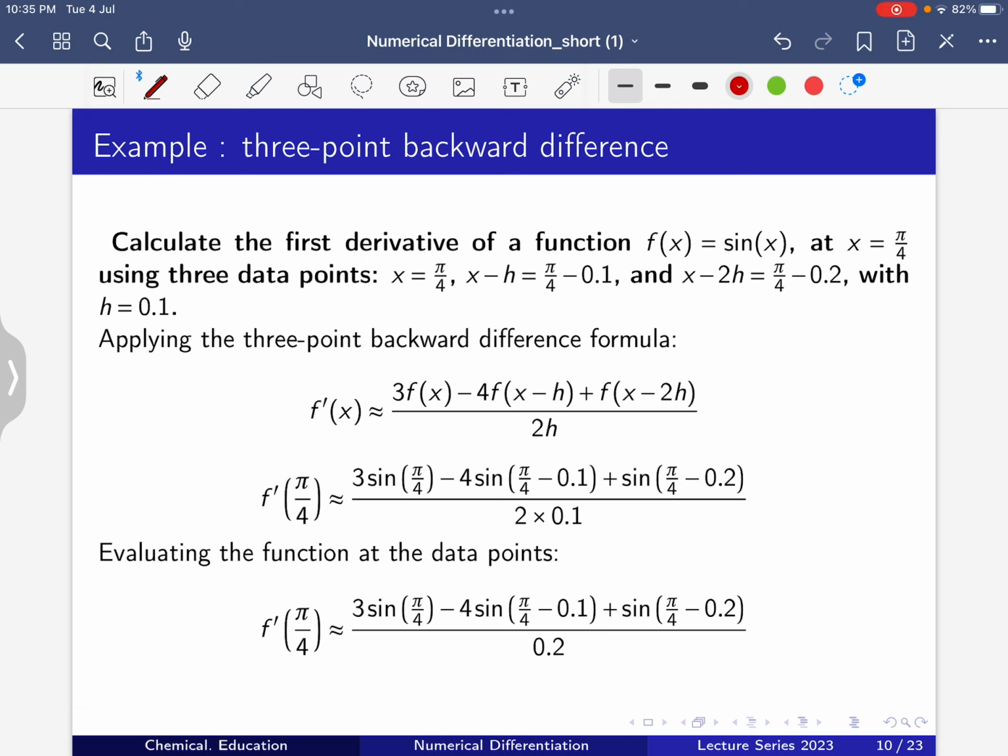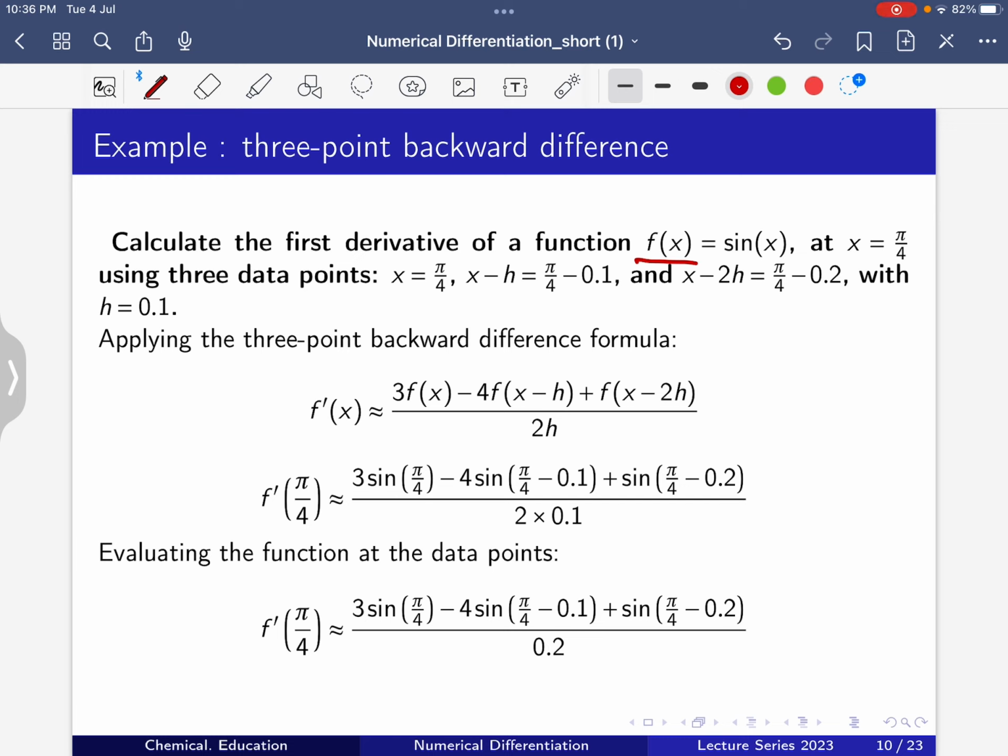Now I'm calculating numerical differentiation by using the 3-point backward difference. I'll use 3 methods and show you the difference between them, whether I'll get similar or different results. I'm taking one example: the function f(x) = sin x, and we have to calculate the first derivative of that function at x = pi/4.